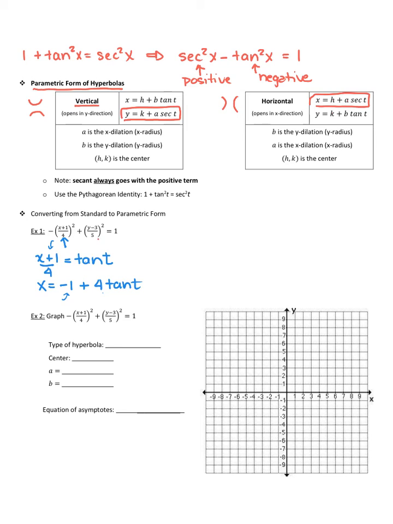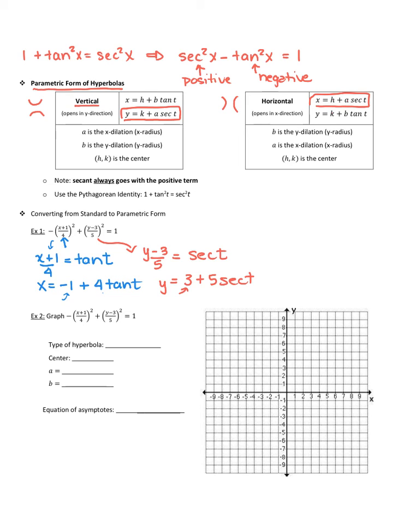I would do the same thing, since y is the positive term, I'm just going to pull off the square root, so I know that y minus 3 over 5, since it's the positive term, I set it equal to secant, and I isolate y. So y is going to equal, multiply by 5 and add 3, 3 plus 5 secant. So you can see the k term sitting out in front, and 5 is the dilation factor. All right, so that's really all I would have to do to convert it into parametric form.